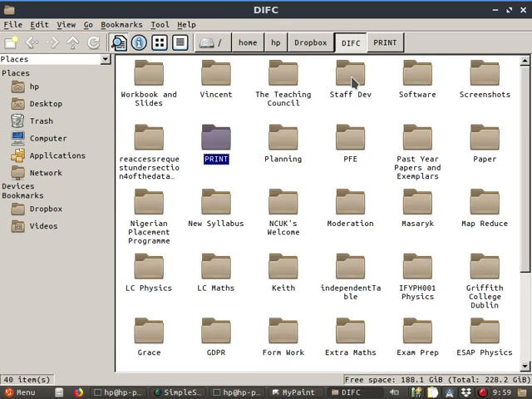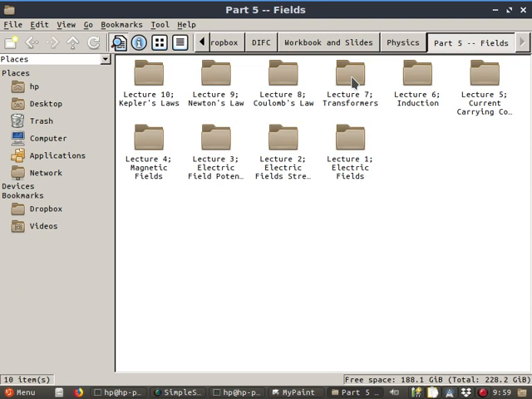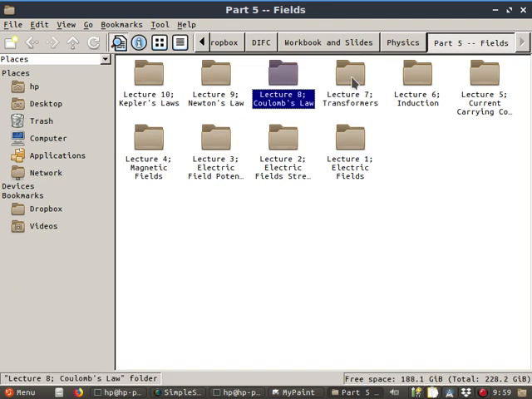Physics, no, workbook physics, fields, Coulomb.